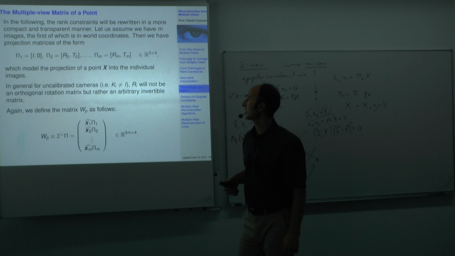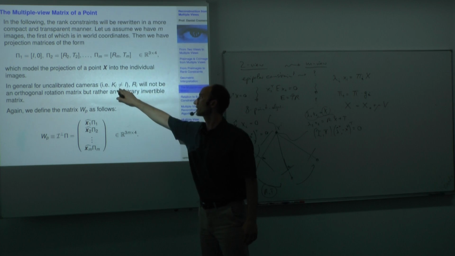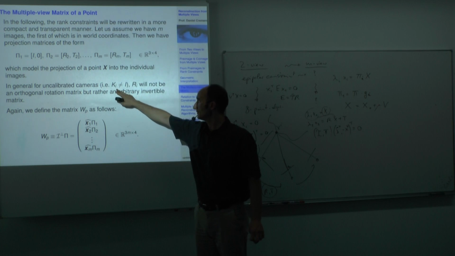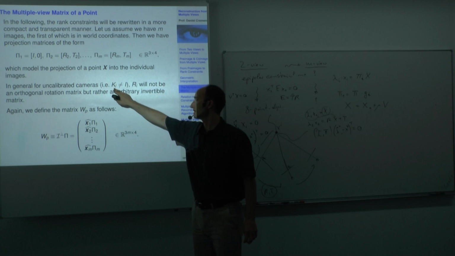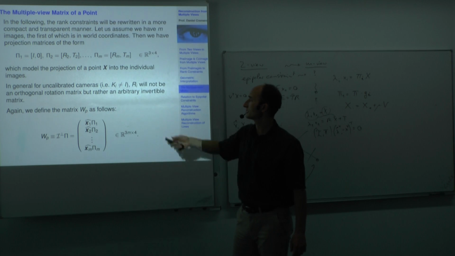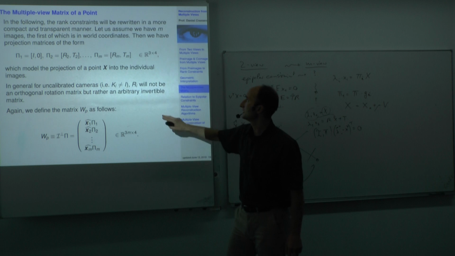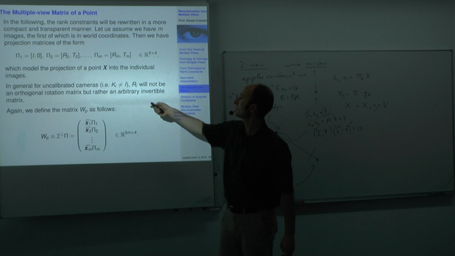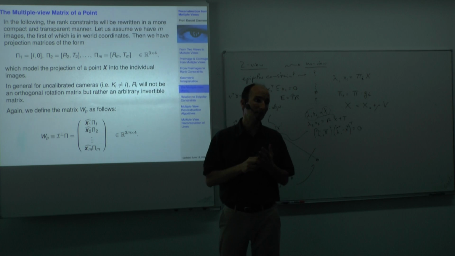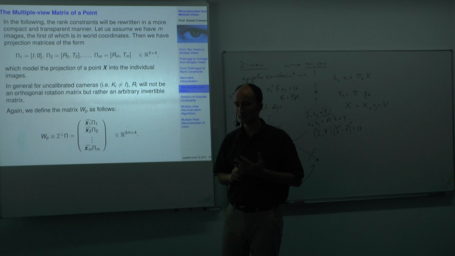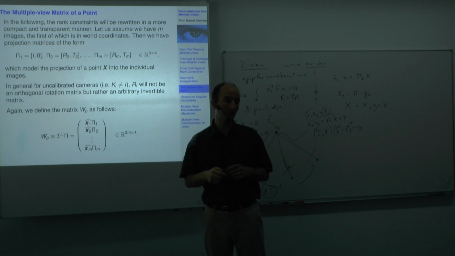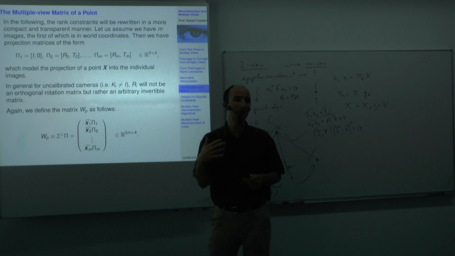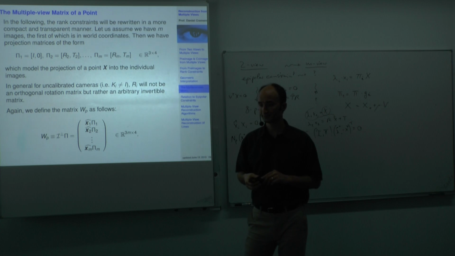Once you have a non-calibrated case, this is just a side remark. Typically we work in a calibrated setting, but if the camera is not calibrated, so the intrinsic parameter matrix is not the identity, then basically you have such projection matrices, but the Ri still have the same form, except that Ri is not going to be an orthogonal matrix anymore, but an arbitrary invertible matrix, because this matrix K is multiplied to it, and K is always invertible.